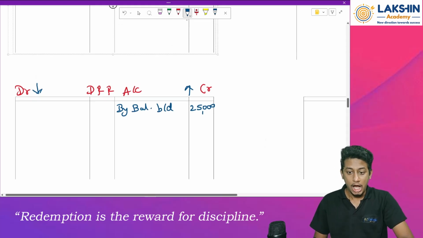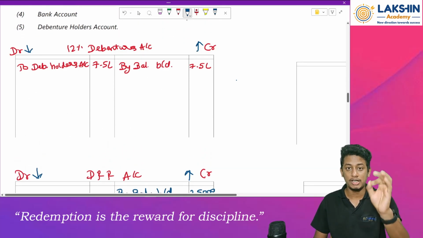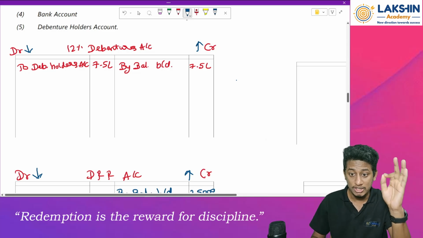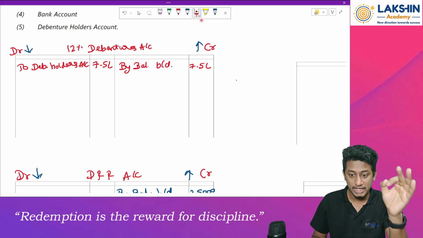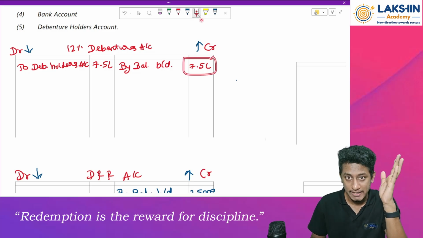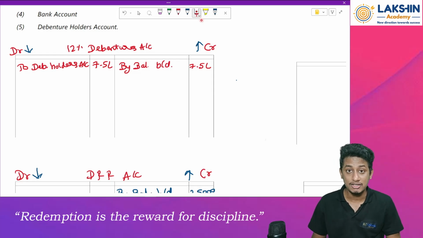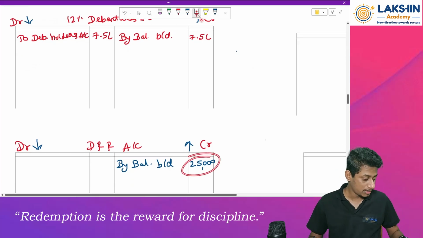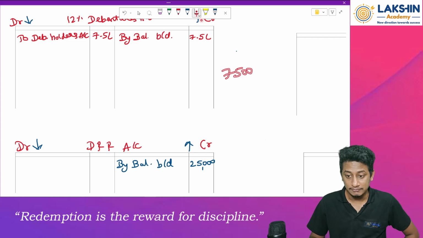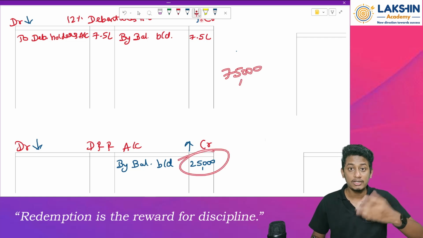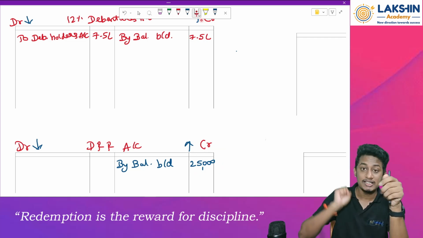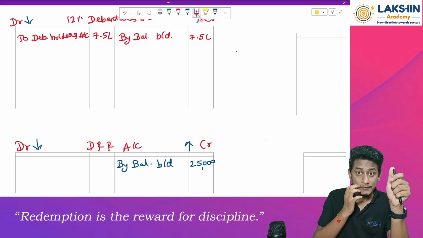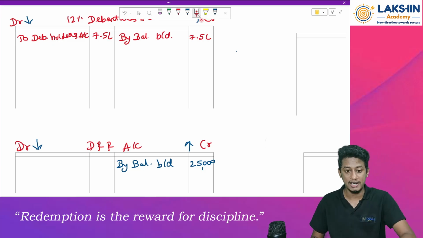But how much to be reinvested again? How much to be put into the debenture redemption reserve account? See, we were supposed to redeem 7.5 lakh worth of debentures. Now, how much should the debenture redemption reserve be maintained at? What is the percentage? It is 10%. But how much do we have over here? 25,000. So, first of all, 7,50,000 into 10% is how much? 75,000. But how much do we have? We have only 25,000 rupees. So, from where will I take the money to create more? From the P&L account.